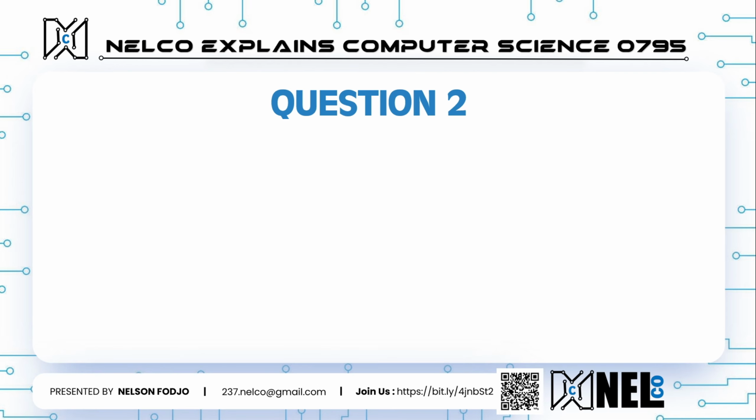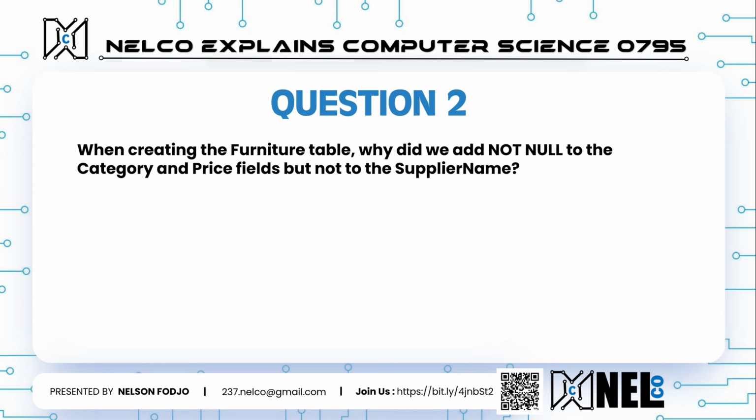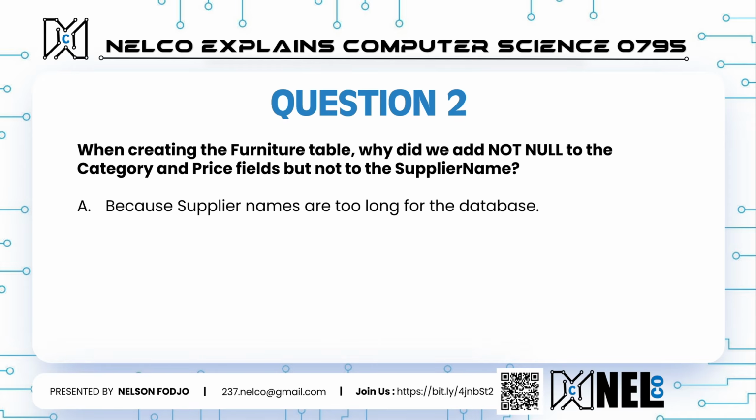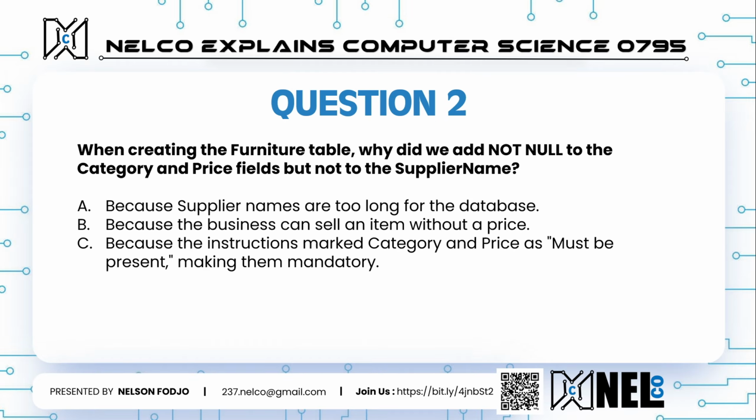Before we start populating, here comes your question 2. When creating the furniture table, why did we add not null to the category and price fields but not to the supplier name? A. Because supplier names are too long for the database. B. Because the business can sell an item without the price. C. Because the instructions mark category and price as must be present, making them mandatory. D. Because supplier name is a primary key. Pause the video, answer, and just wait till question 5, then submit question 1 to 5 through the comment section below.